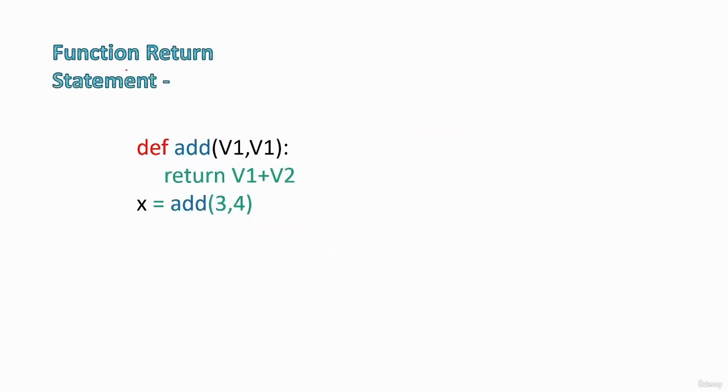Now let us take a look at the return statement. Imagine if you want to store the output produced by a function in a variable, then we can use the return keyword. In this example, we are passing v1 and v2 as arguments, then calling the function add by passing values 3 and 4. Then the sum will be stored within x. Here x will be equal to 7.